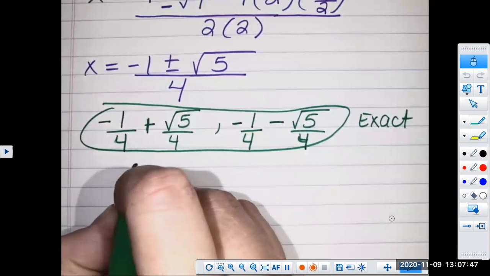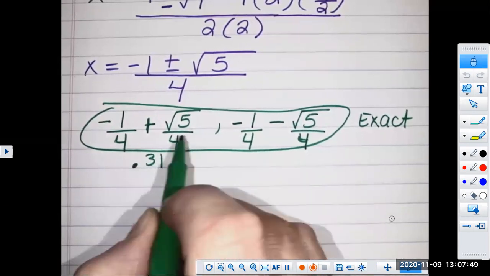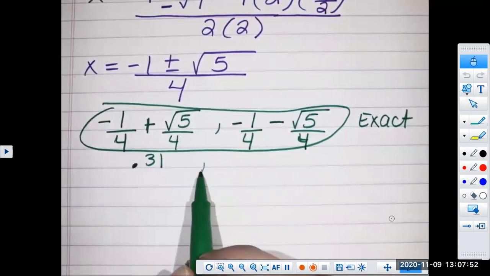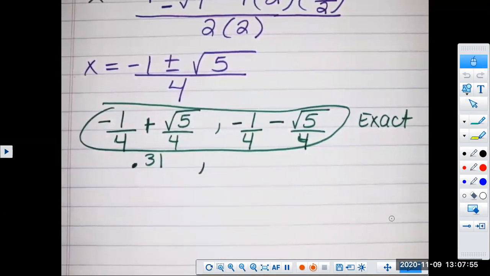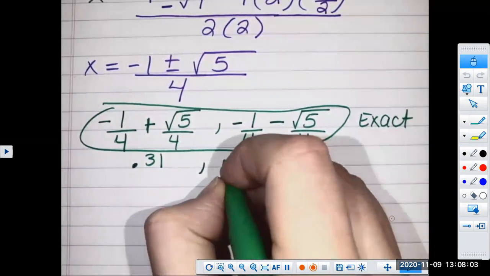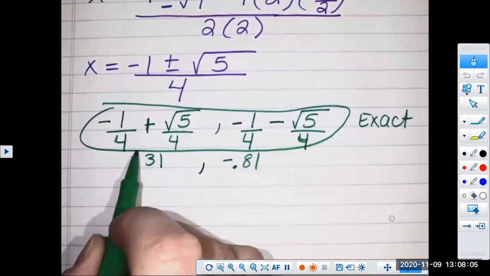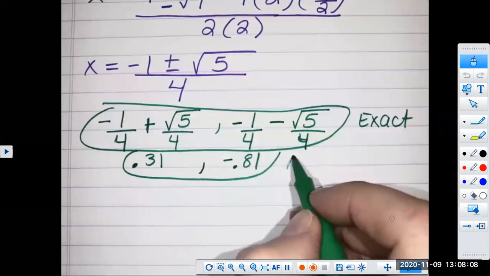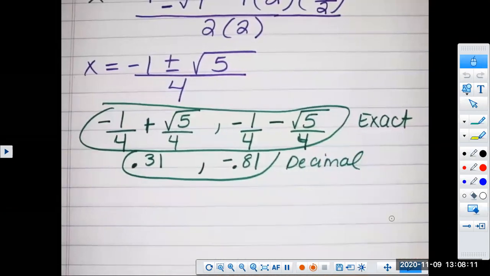If they ask you to type this in and round it, you'd have 0.31 for this first answer. And then -0.25 minus, you would get -0.81 rounded. Okay, does anyone have a question about plugging into the quadratic formula? About that part?